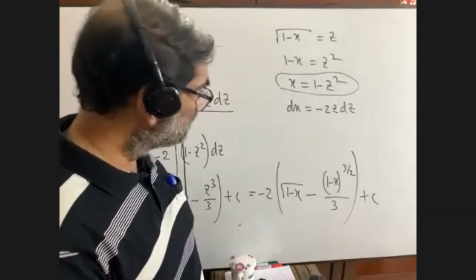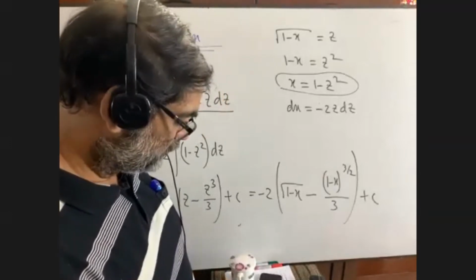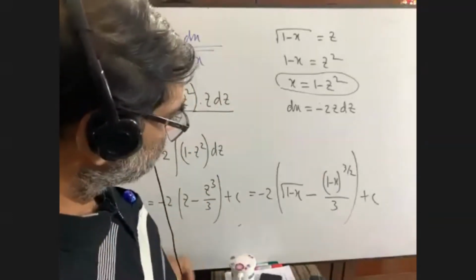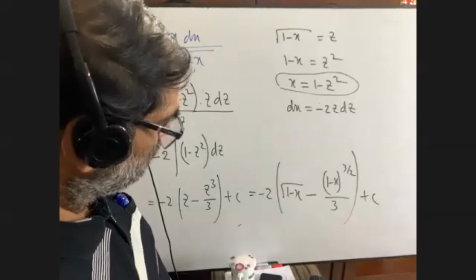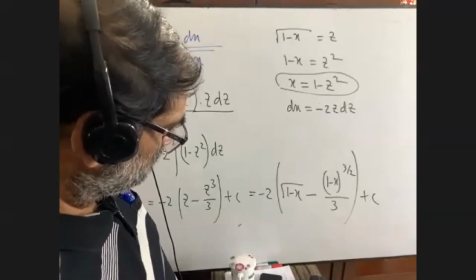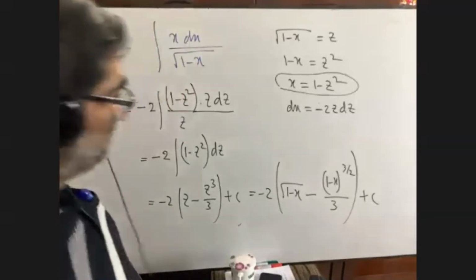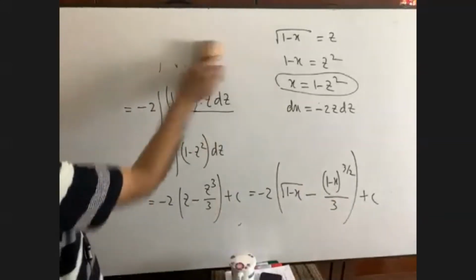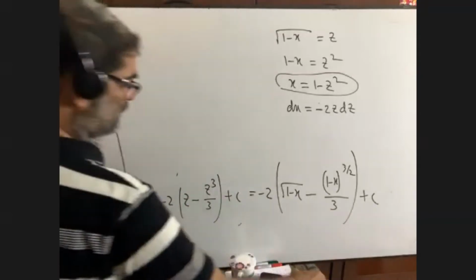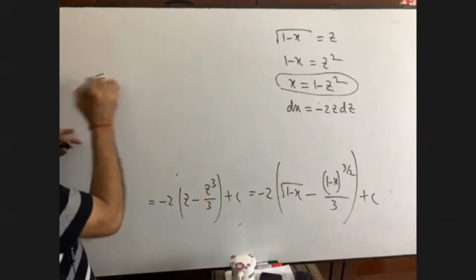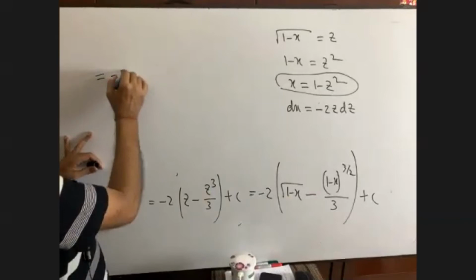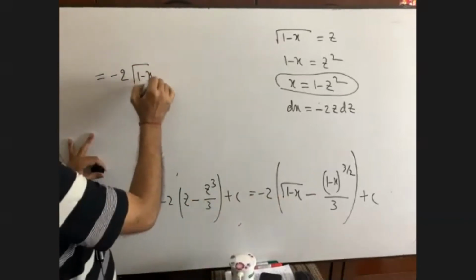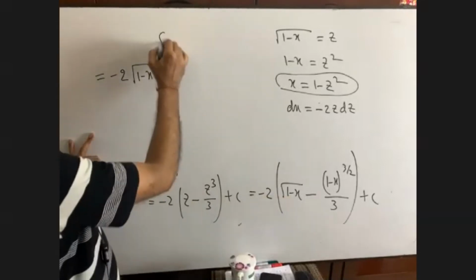Okay, it is not the answer. Not a matter. Have you done up to this, everybody? Yes, sir. Okay. Now you see what we can do. This is minus 2, not a matter. You take root over 1 minus x common. Then we are left with what? Let me know.